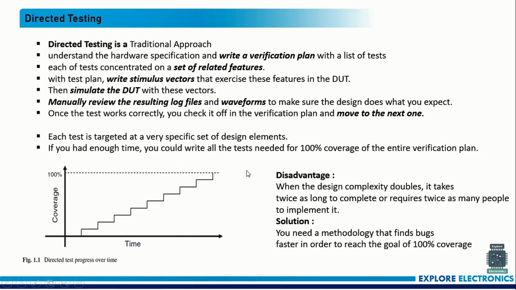So here the disadvantage is that you can reach 100% coverage, in the sense that all the functionality of the design is covered, but the time required for that is again more. Why? Because we need to do each and every test and then go for the next test. That's why you can see it as a ladder. After one test is done, 10% coverage is done. After the second level of test is done, 20%.